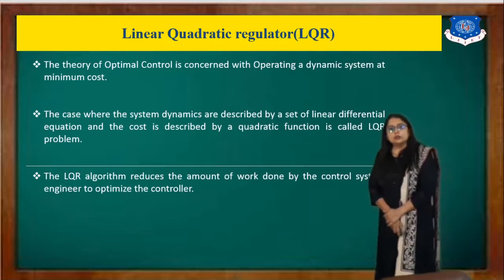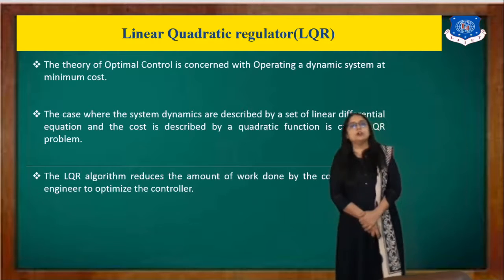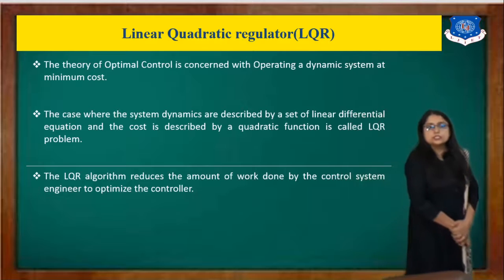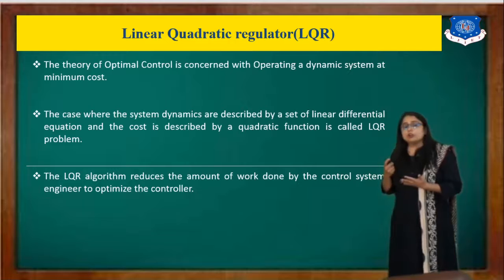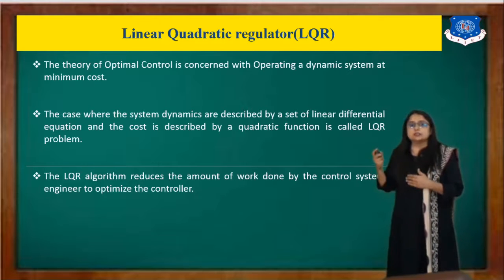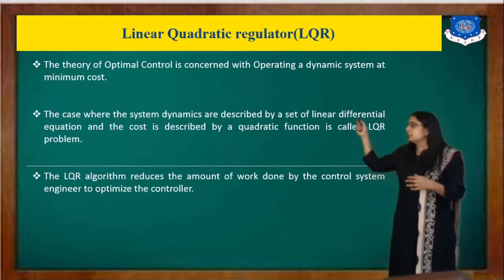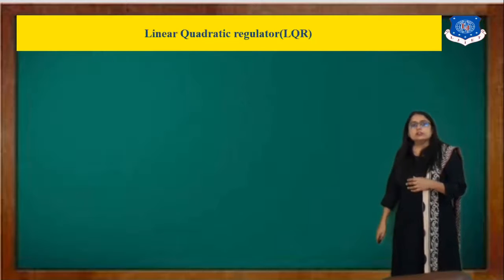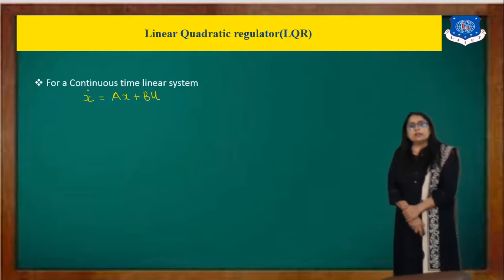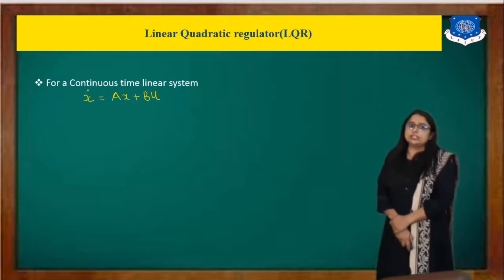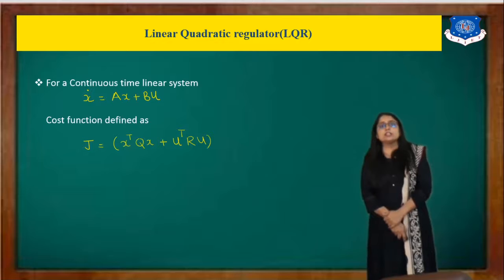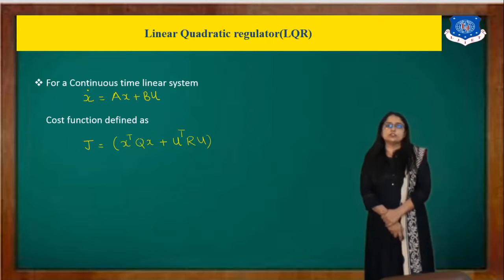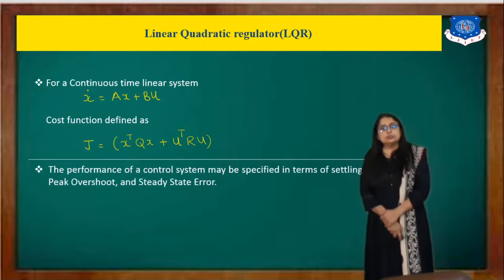Now the LQR algorithm reduces the amount of work done by the control system engineer to optimize the controller, because you want your controller to be the best. So when you want to optimize this, then you have to use this theory. Then for the continuous time linear system, x dot equals what? It is Ax plus Bu. Now the cost function is defined as J equals x transpose Qx plus u transpose R u.